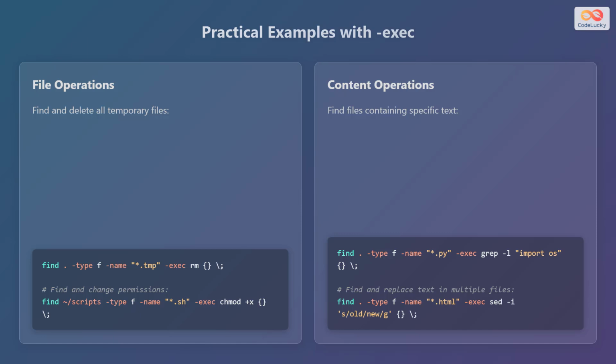To find and replace text in multiple files, you can use the command find . -type f -name "*.html" -exec sed -i 's/old/new/g' {} \;. This command finds all HTML files in the current directory and replaces all occurrences of old with new in those files.